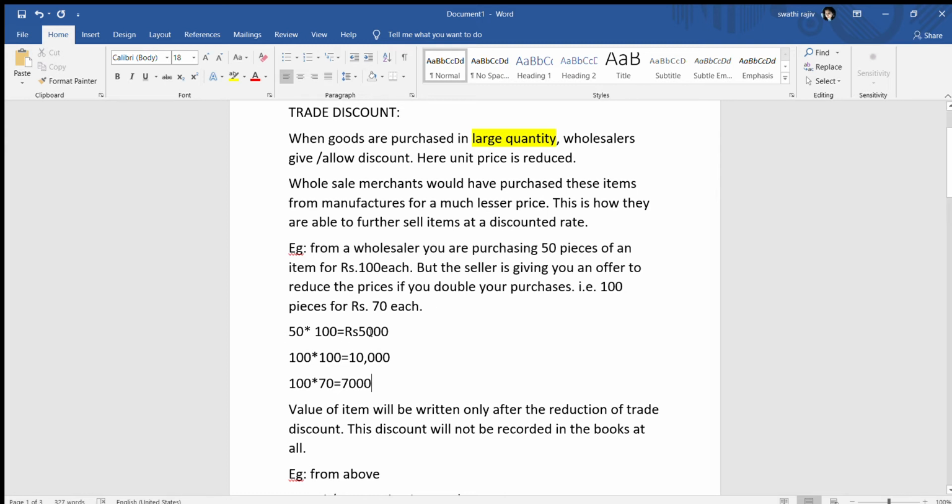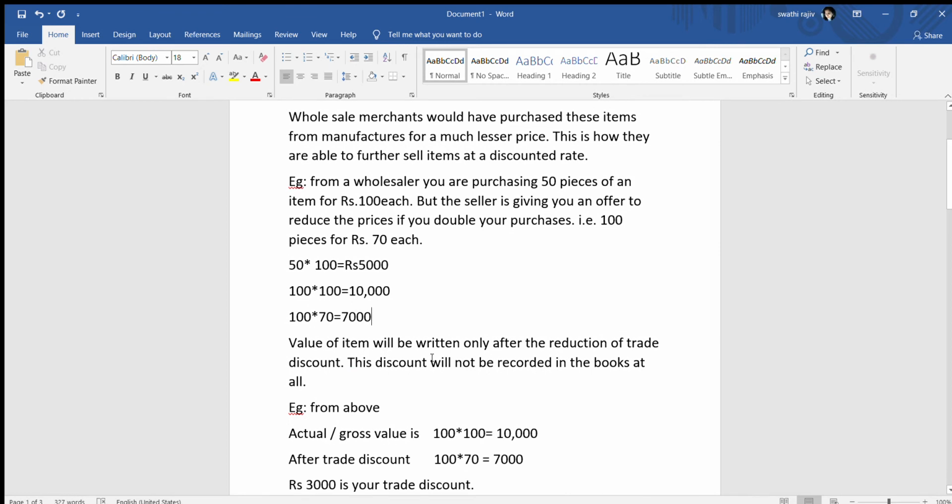So where you were spending 5,000 and getting only 50 pieces, how is he enticing you? He is telling you that if you are ready to pay another 2,000, you will get 100 pieces. You will get double the amount. This is how trade discount works. The value of this item is written only after reduction of trade discount.